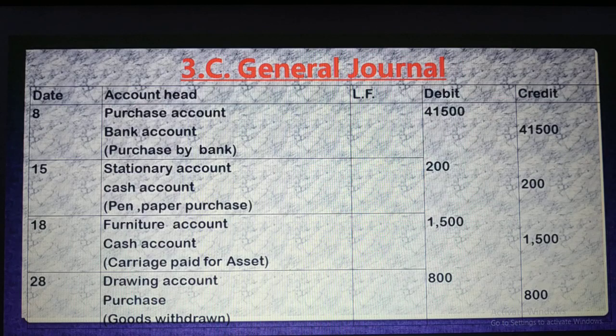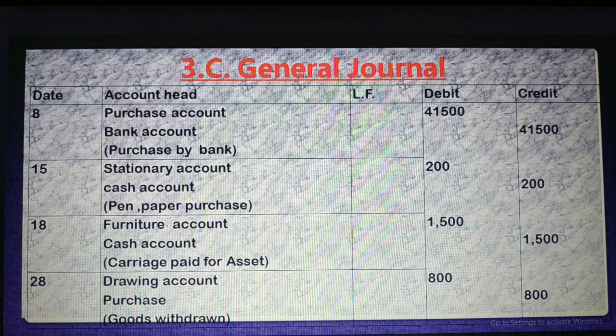Then next transaction, you buy pen, paper, etc. So in accounting, pen, paper, carbon paper, this is called stationery. So we bought stationery account debit, cash account credit. Why stationery debit? It is an expense. Just previous formula, if expense increases, it is debit. And cash is your asset. If your asset decreases, it is credited.